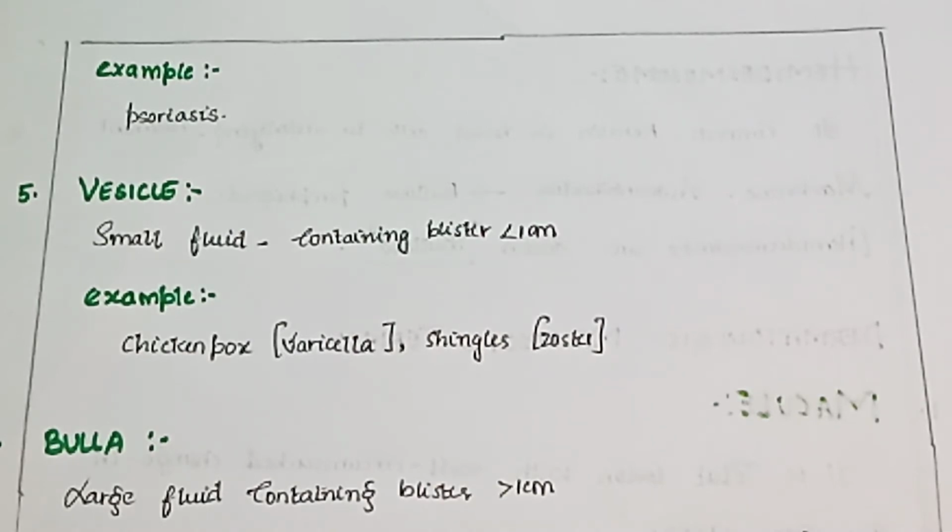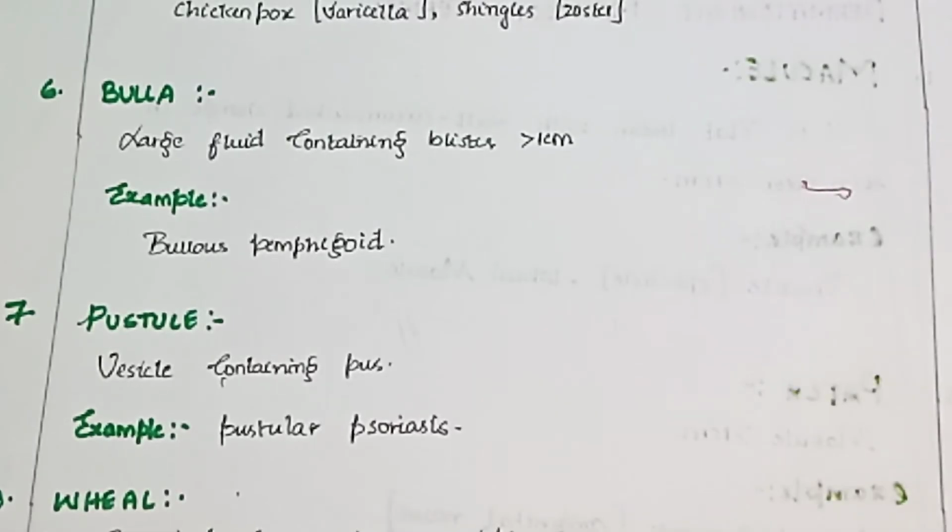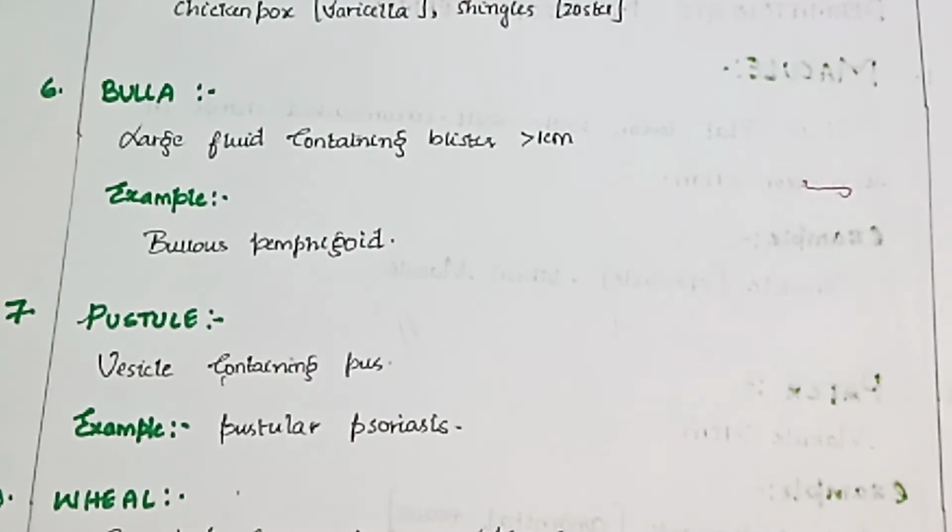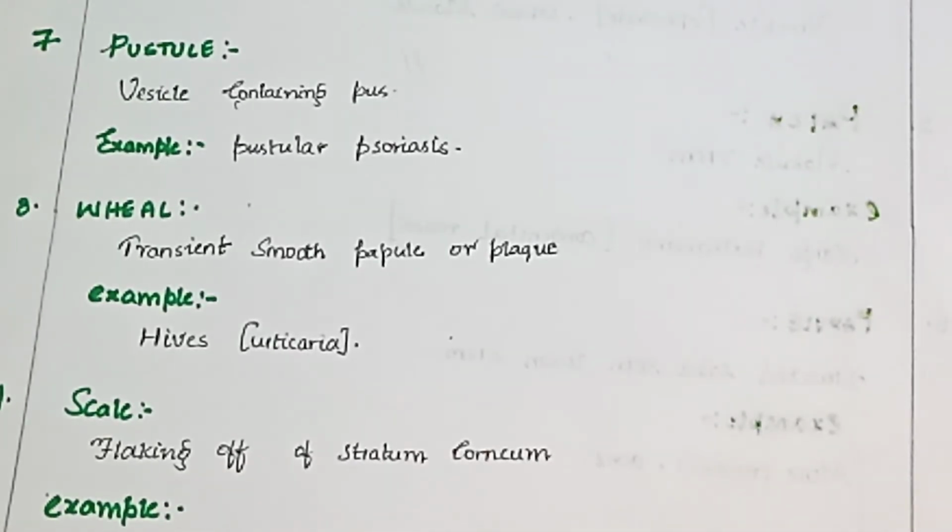The sixth one is bulla. A large fluid containing blister greater than 1 cm is called bulla. An example is bullous pemphigoid. The seventh one is pustule. A vesicle containing pus is the characteristic feature of pustule. An example is pustular psoriasis. Eighth is wheal, a transient smooth papule or plaque. An example is hive.